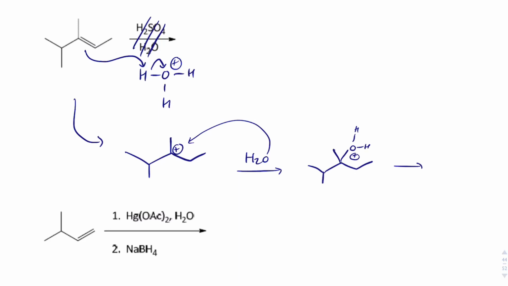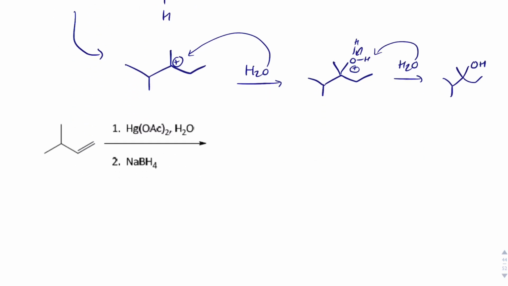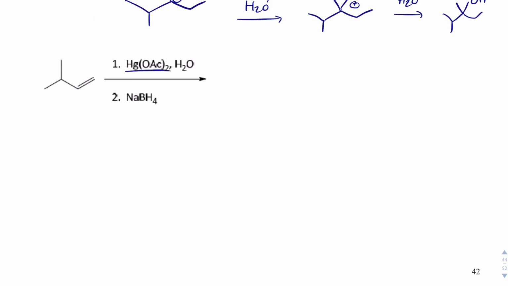Oxygen with 3 bonds will be positively charged. We're not going to leave it that way. Water comes back in an acid-base reaction and takes off one of the hydrogens, and we've added an alcohol group. The thing that's nice with mercury acetate dissolved in water and then sodium borohydride is that this adds an alcohol group to the most substituted, so we get something like this.